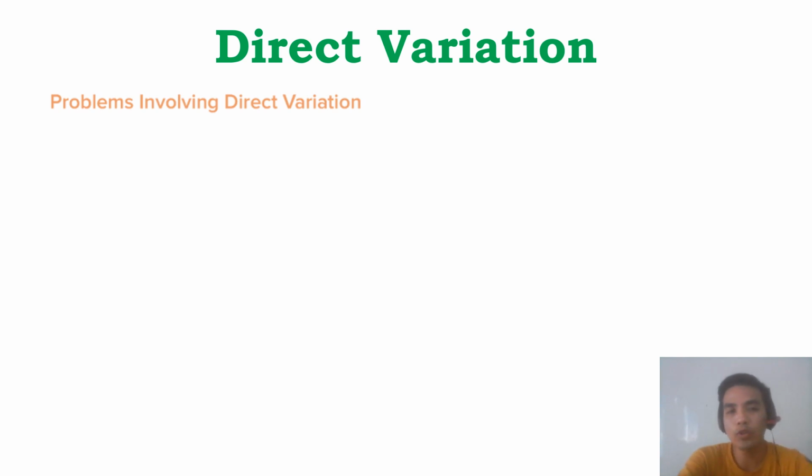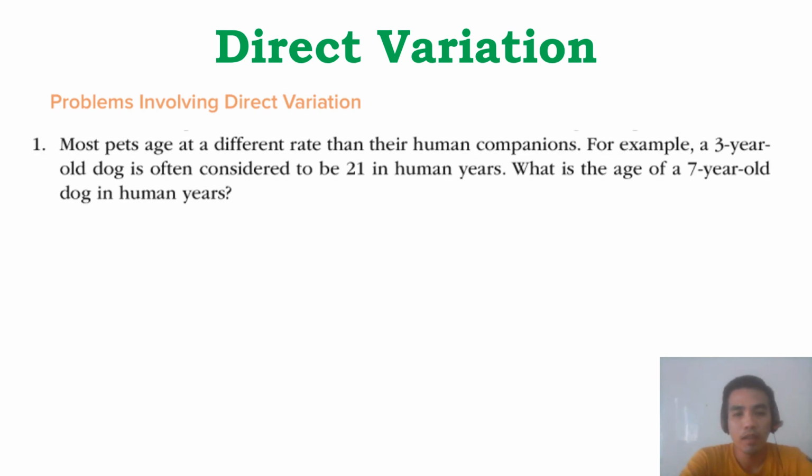How about how to solve problems involving direct variation? Okay, paano ba mag-solve? Let's have an example. We have here, most pets age at a different rate than their human companions. For example, a 3-year-old dog is often considered to be 21 in human years. So what is the age of a 7-year-old dog in human years?